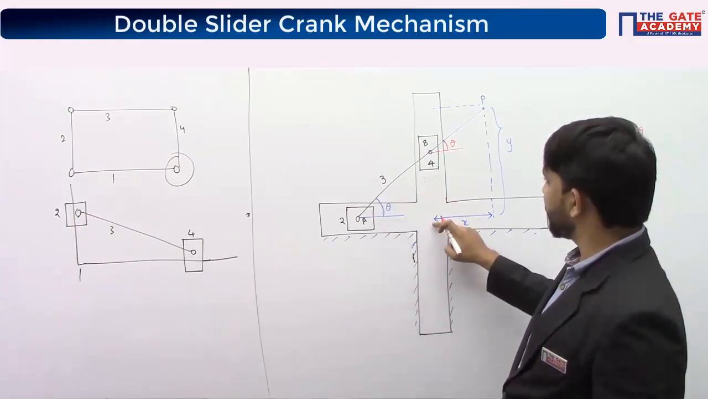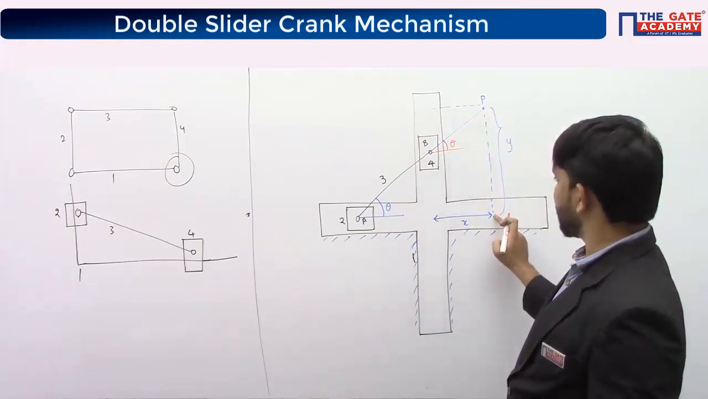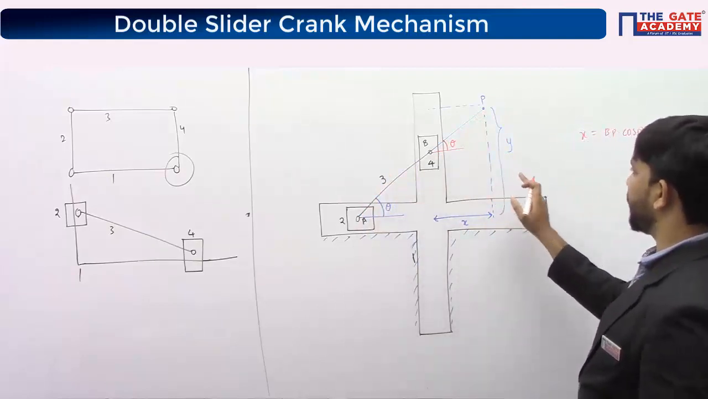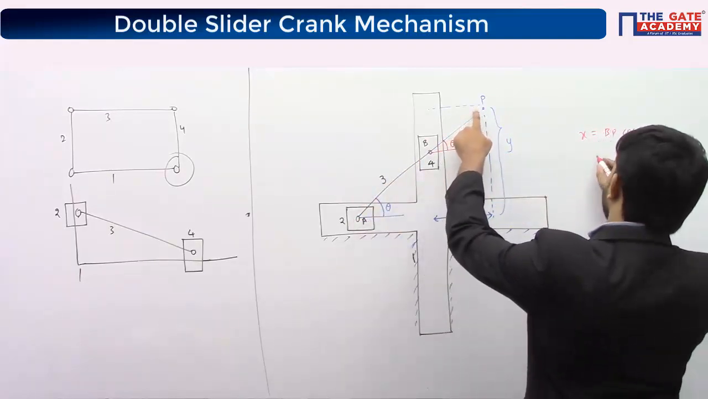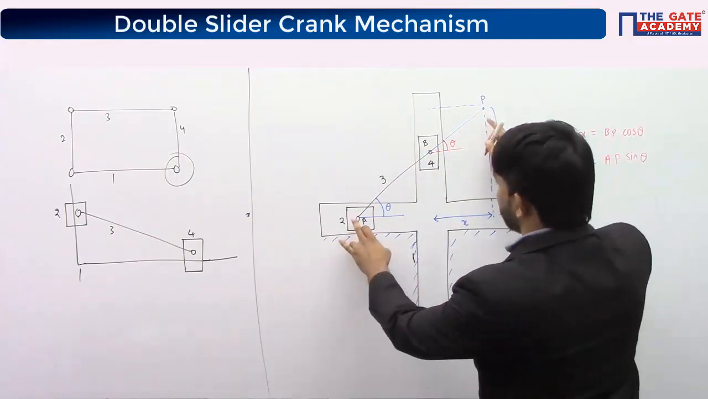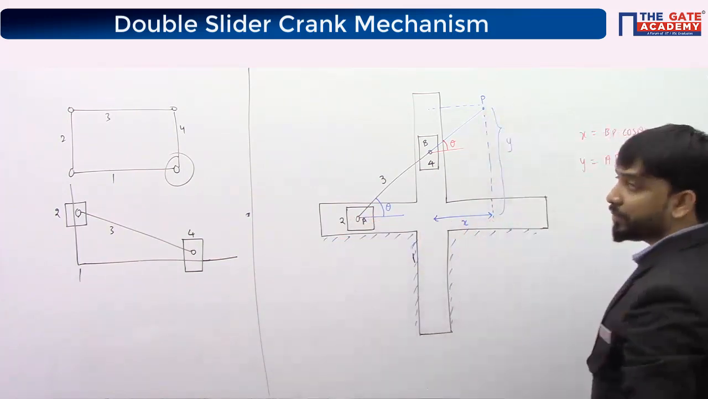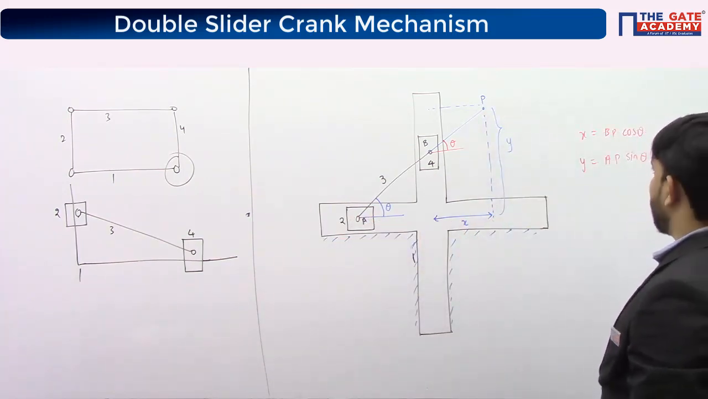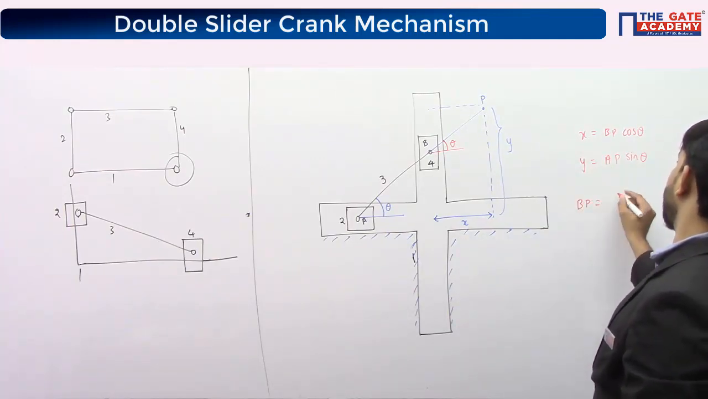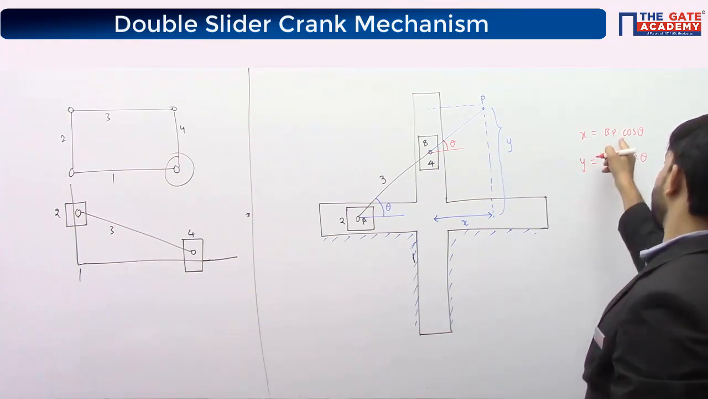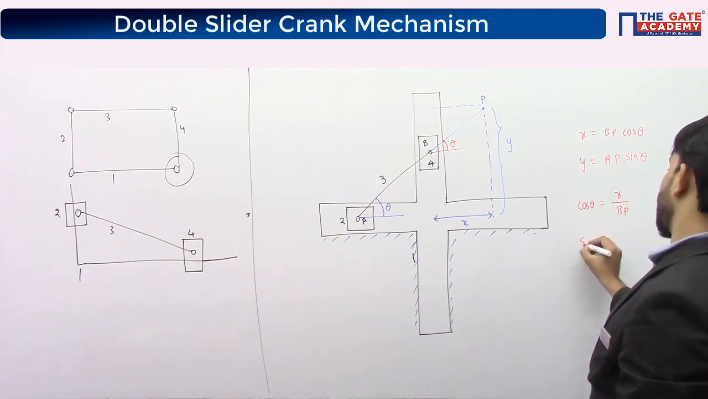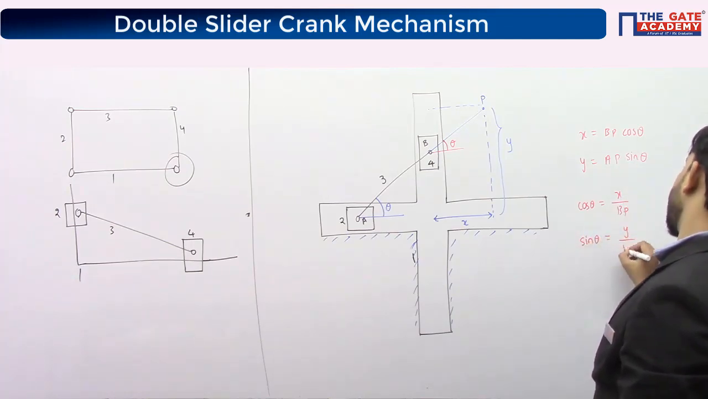So the y coordinate of point P is this distance, from here to here. From this triangle, if I project this entire length on the vertical axis, I will get the y coordinate. So the y coordinate is nothing but AP sine theta. This distance is AP cos theta and this is AP sine theta. So from these statements, cos theta I can write as x by BP, and sine theta as y by AP.